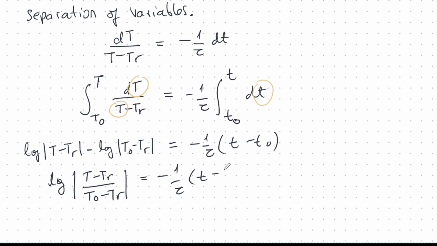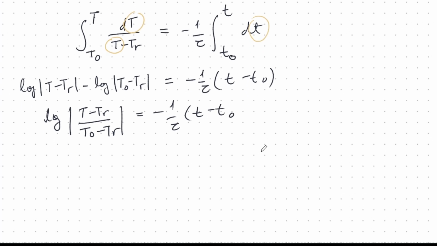And what can I do about this absolute value sign? Well, if my object is hot, then T will be greater than TR, like this. And of course, also T0 is greater than TR. So this is for a hot object. And so this entire factor here is going to be positive because it's positive over positive.